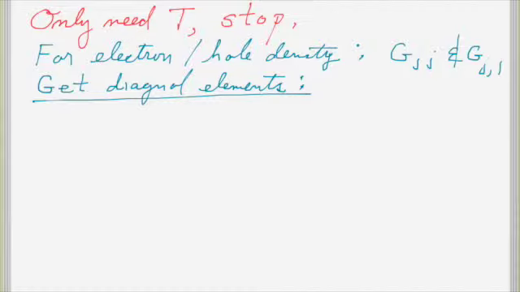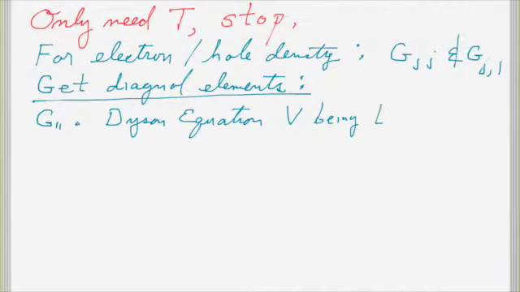so we have G11, right? G11 is our starting point. So we need to get G22, G33, etc. We need to move this thing to the right. And so we write a Dyson's equation with the non-zero elements of V being T J, J minus 1, and T J minus 1, J.